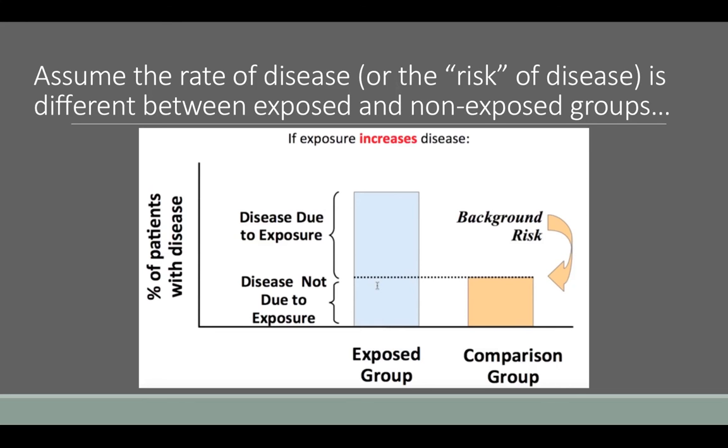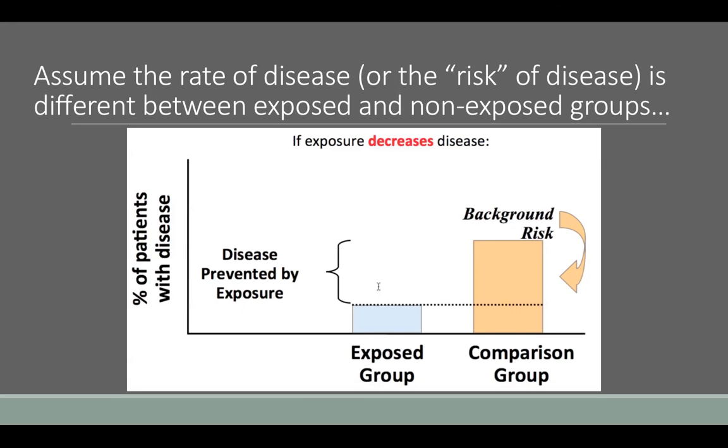Thus, the proportion of people with disease among exposed people includes some amount of background risk of people who would have gotten the disease anyway, and some additional amount of disease that is due to the exposure occurring. If the exposure increases disease, we see that the total percent of patients with disease is higher in the exposed group, and it exceeds the level above the background risk in the comparison or non-exposed group. If the exposure decreases disease, say in the case of vaccines, we see the percent of patients with disease is lower than the background risk in the comparison group.